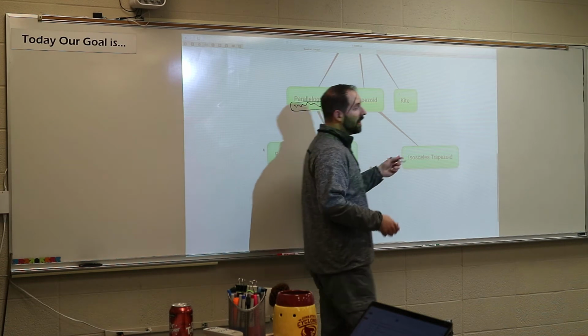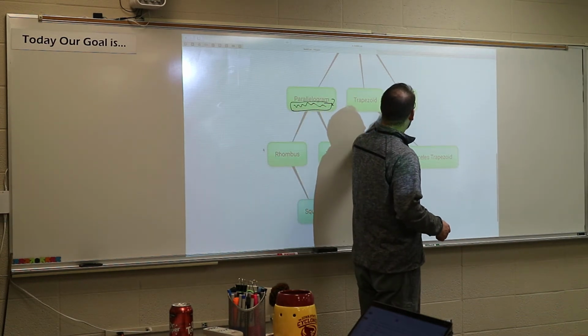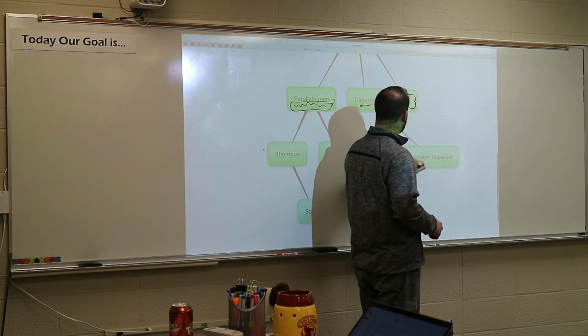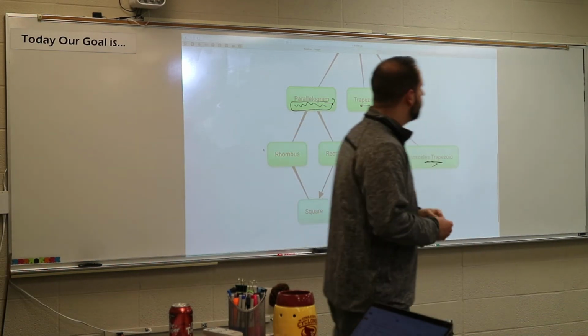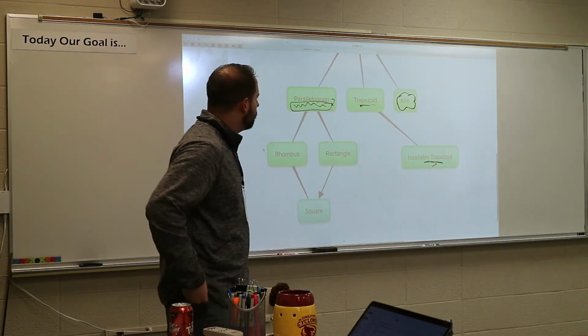The only ones we really haven't discussed yet are kites and the trapezoids. We've actually had these definitions. I don't know if you can remember them. We have them in the beginning of chapter 6, so you might need to go back to your notes to look at those.